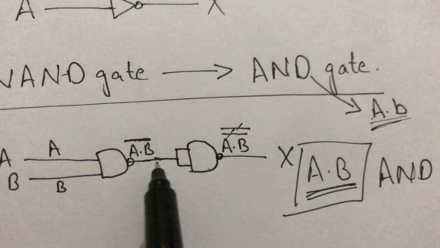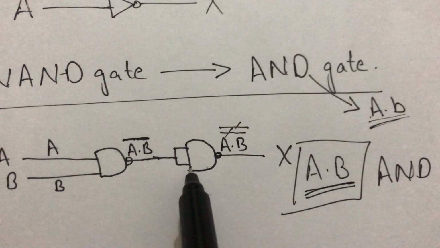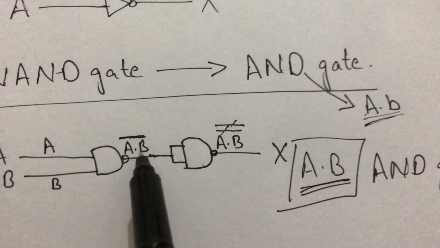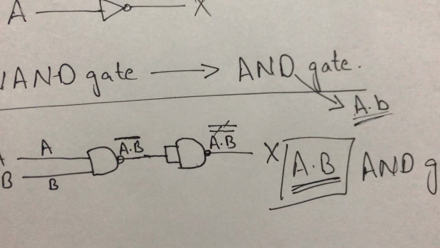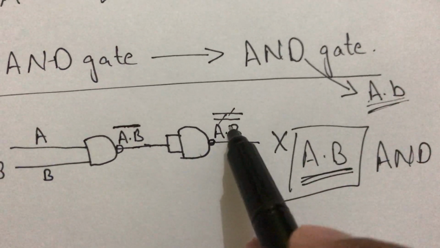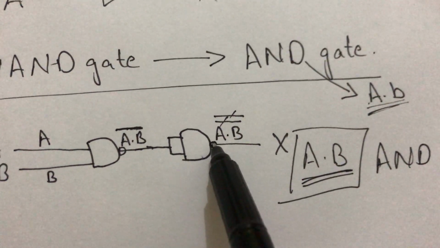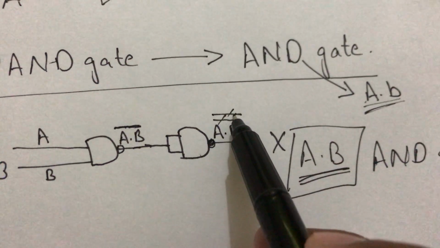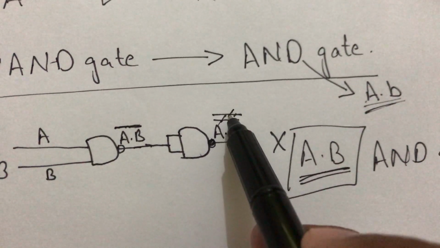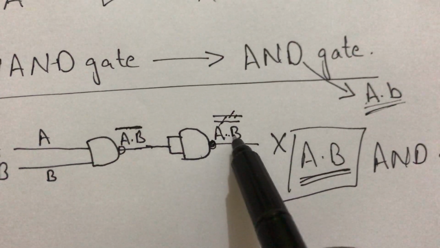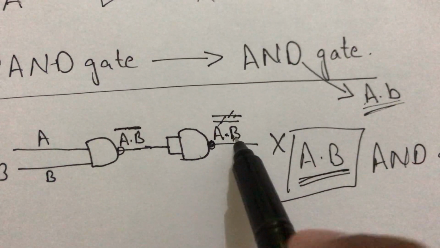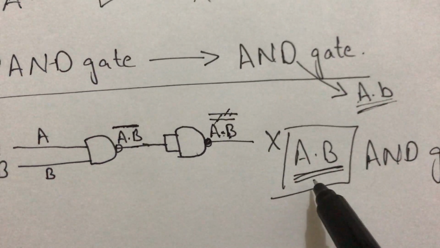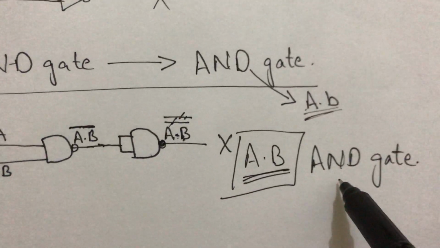To remove this we will use one NOT gate on this output, so it will remove our bar. When we use this NOT gate, a bar will appear, and it will cancel both of the bars. So now we will get A dot B, that is the output of the AND gate.